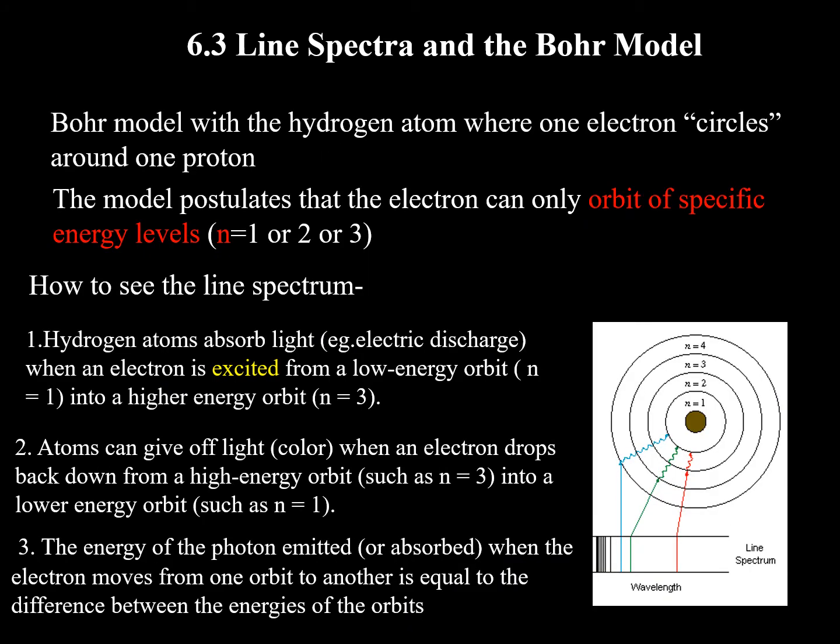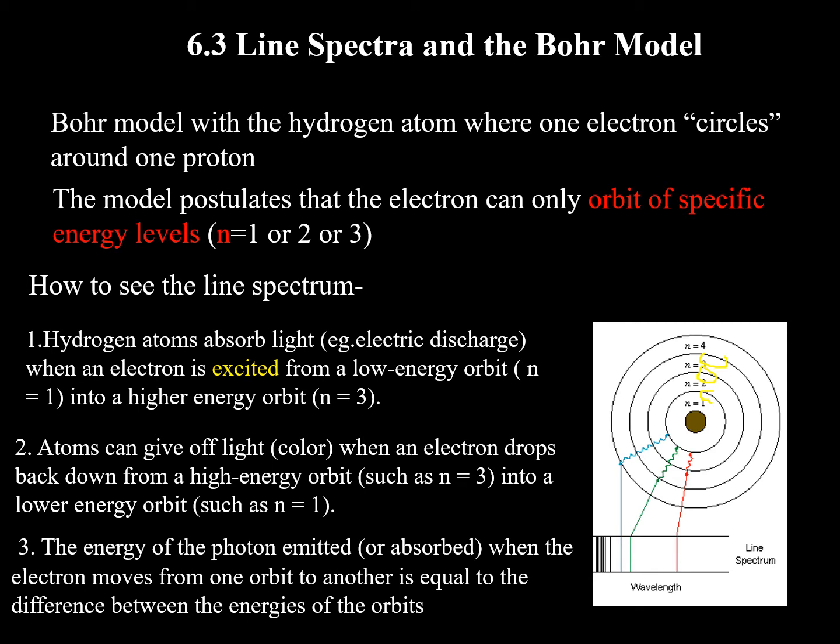So Niels Bohr modeled the hydrogen atom, where we focus only on one electron and one proton, because it gets more complicated when you have multiple electrons. So we have one proton and one electron. The electron, as I said, can only live on certain levels, n equals 1, n equals 2, n equals 3, etc. These electrons only orbit on specific energy levels.